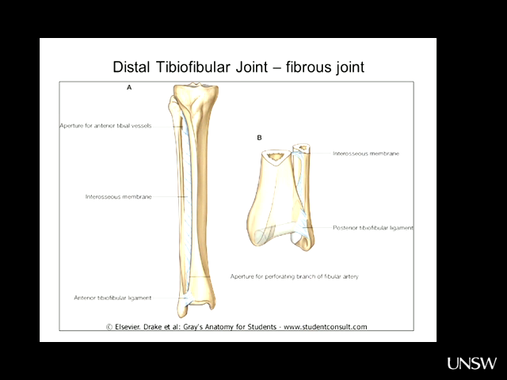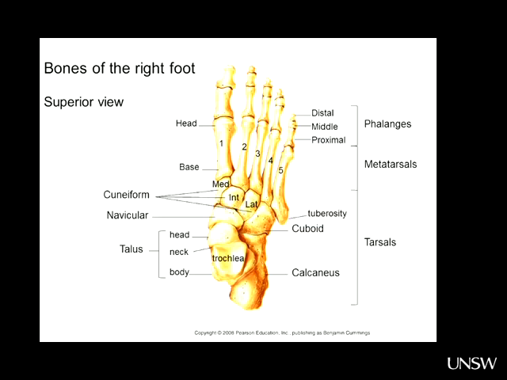And down here is the distal tibiofibular joint, which has interosseous fibres and then anterior and posterior fibres. But it's really just connective tissue holding those bones together. Okay. So now we need to do the foot bones.